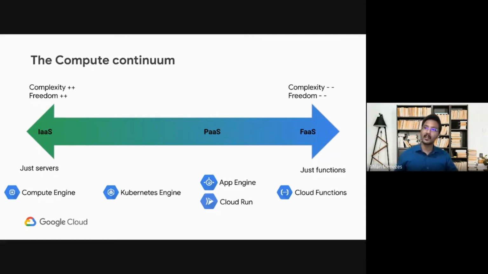Moving towards the right, we have Cloud Functions. This is function as a service. Here you don't take care of anything. You just write a function, and that function responds to a trigger, let's say an HTTP request, and whatever you write in the function will be returned. We have a couple of language options there as well. You could use Python, PHP, or JavaScript, and so on.